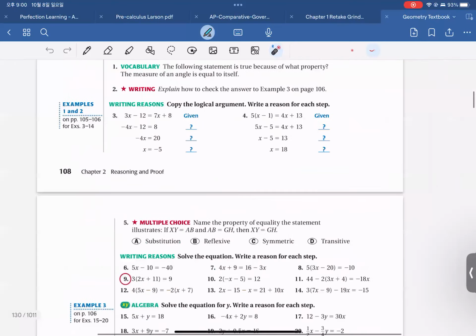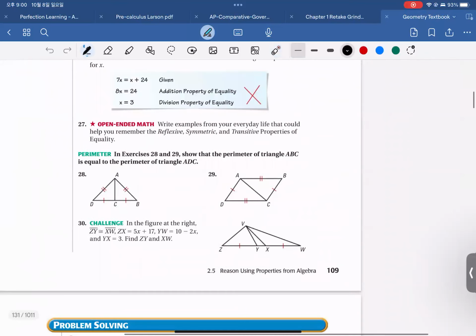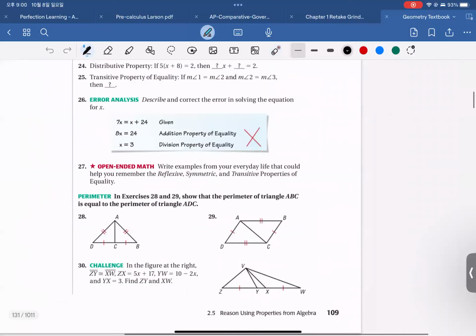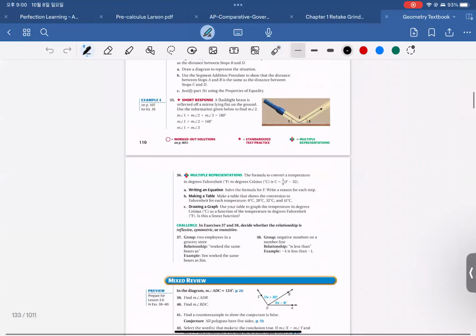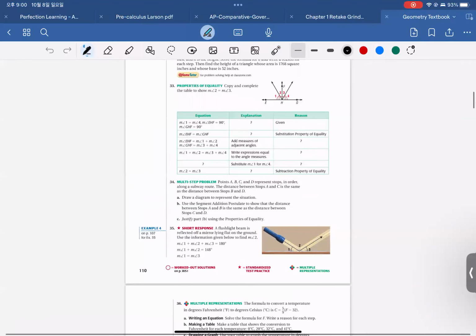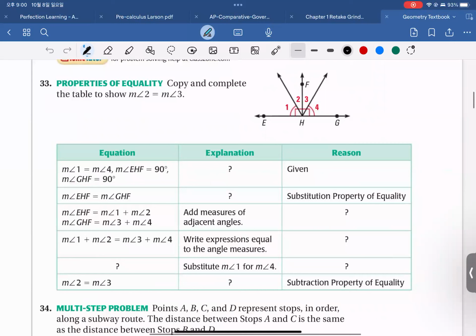So basically, that's the essence of 2.5. I think these problems are pretty straightforward. It'll be good to look at a couple of proofs if there are any. If you look at something like this, just dealing with the table.